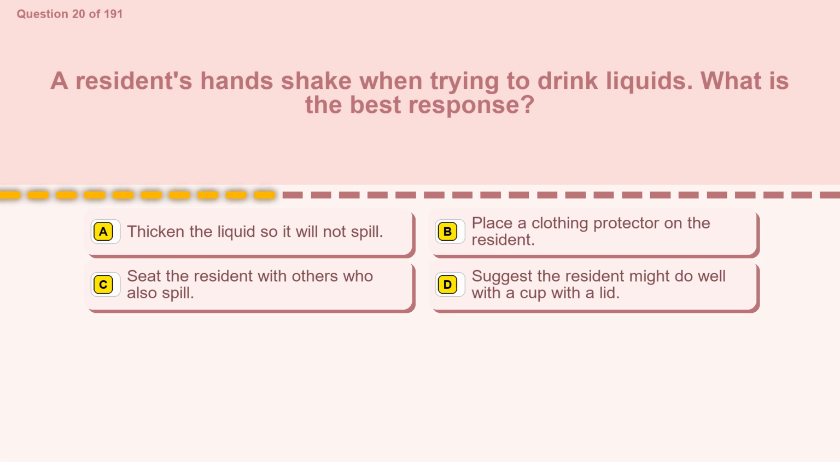Option A. Thicken the liquid so it will not spill. Option B. Place a clothing protector on the resident. Option C. Seat the resident with others who also spill. Option D. Suggest the resident might do well with a cup with a lid.